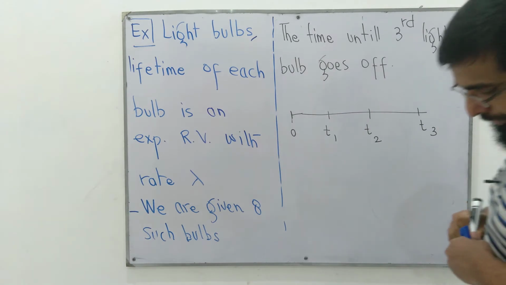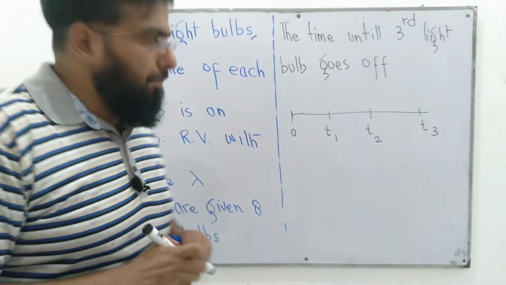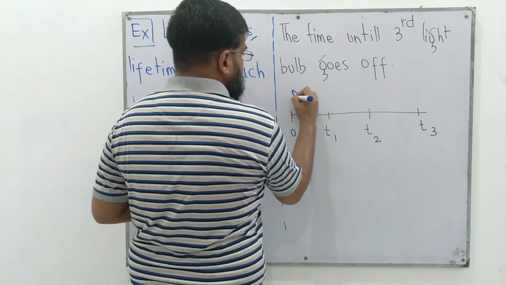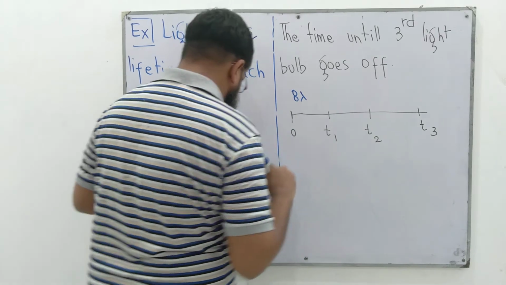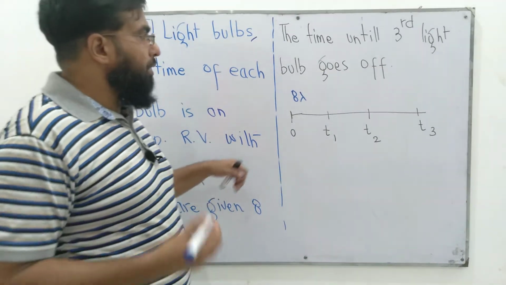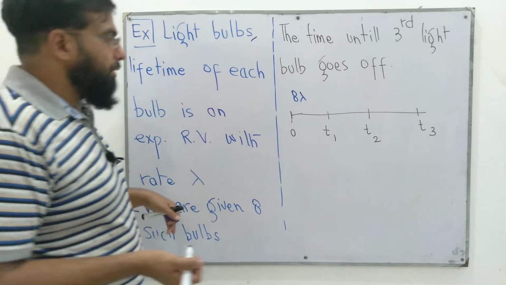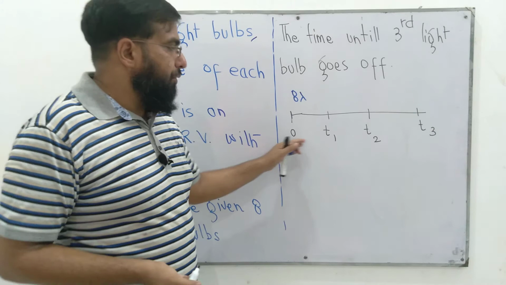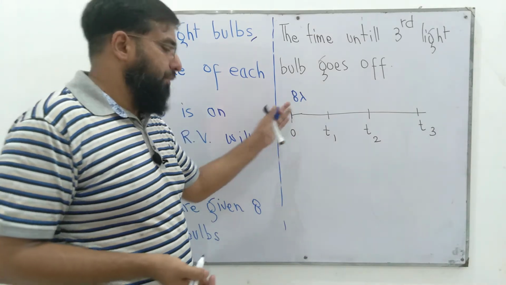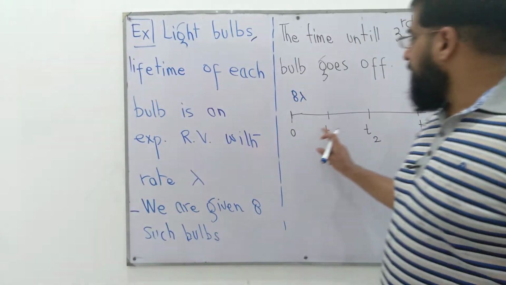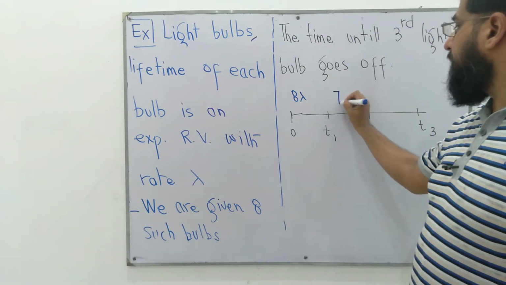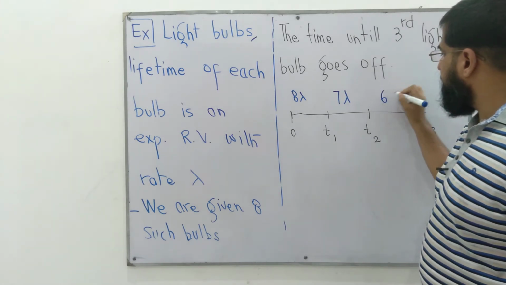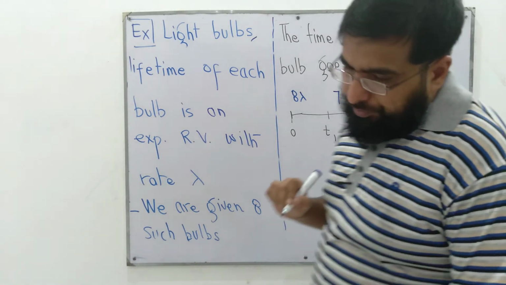So it's a Poisson process. The parameter of the process is 8 lambda, and all lambdas are the same because all light bulbs are equal. The parameter from 0 till the first light bulb goes off is 8 lambda. But once one light bulb goes off, this parameter becomes 7 lambda, and once the second goes off, it becomes 6 lambda.